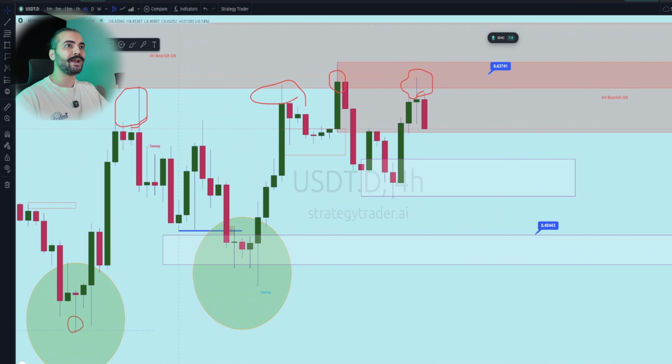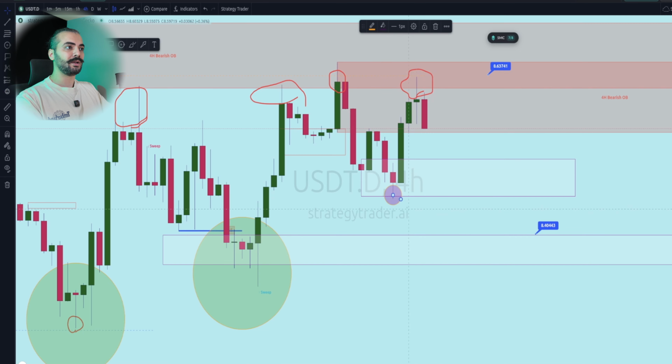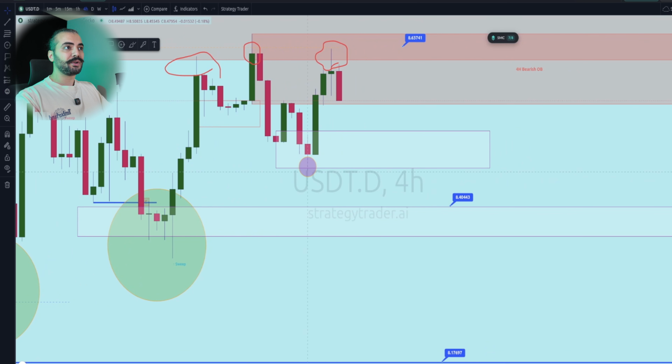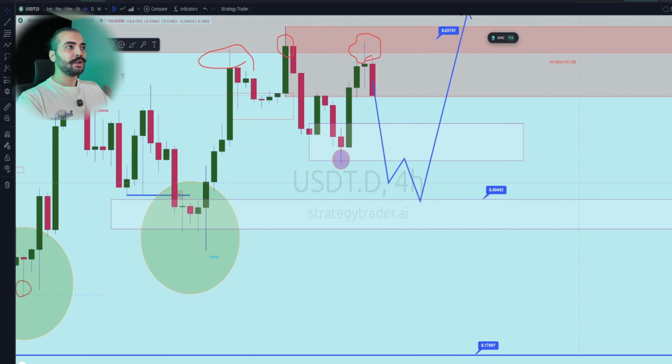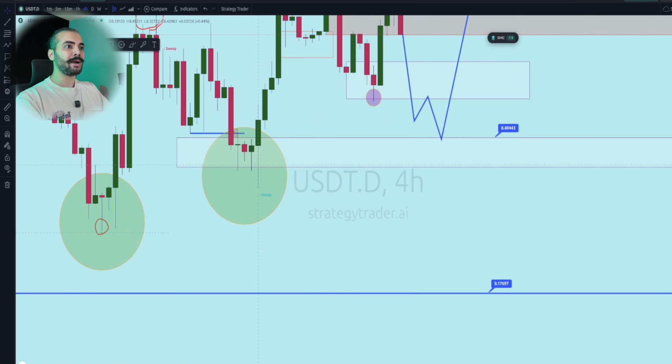Once we break below this low, let me draw this here. Once we break below this low, I will make this purple. Once we broke below this low, it doesn't mean that we are going down. We will have to wait for this. There is a good chance that we hit here and then we go up. So do not get confused by this low. The low that matters to us is this one, the one that I drew here. This one is what matters to us, 8.4 in dominance of Tether.